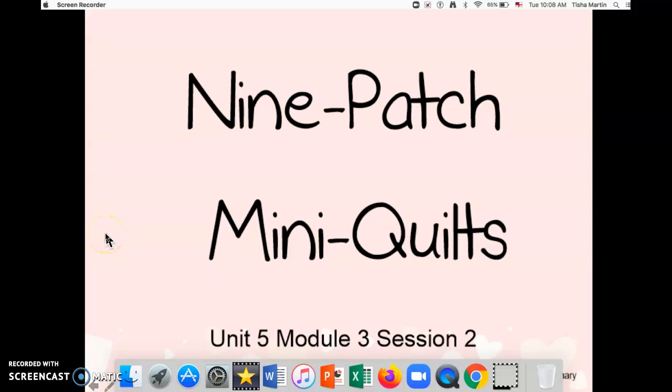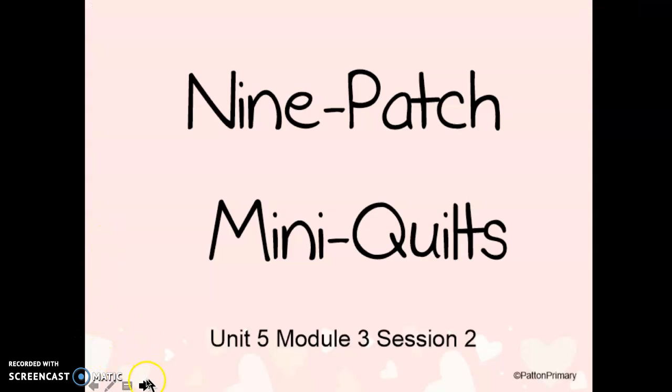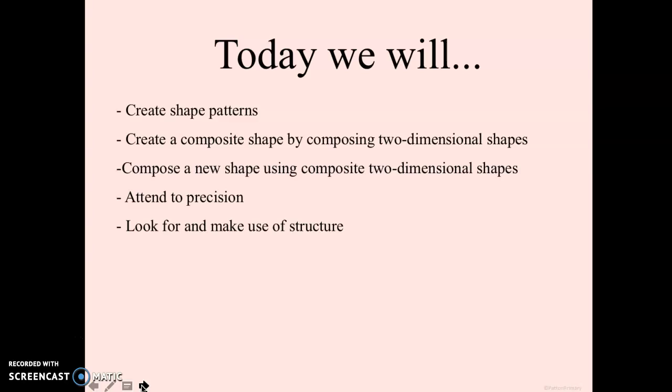9 Patch Mini Quilts, Unit 5, Module 3, Session 2. Today we will create shape patterns. Create a composite shape by composing two-dimensional shapes. Compose a new shape using composite two-dimensional shapes. Attend to precision and look for and make use of structure.